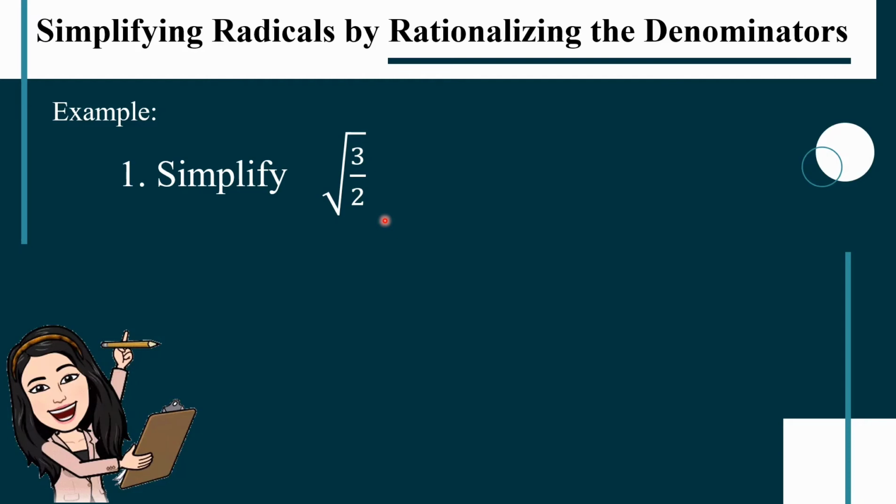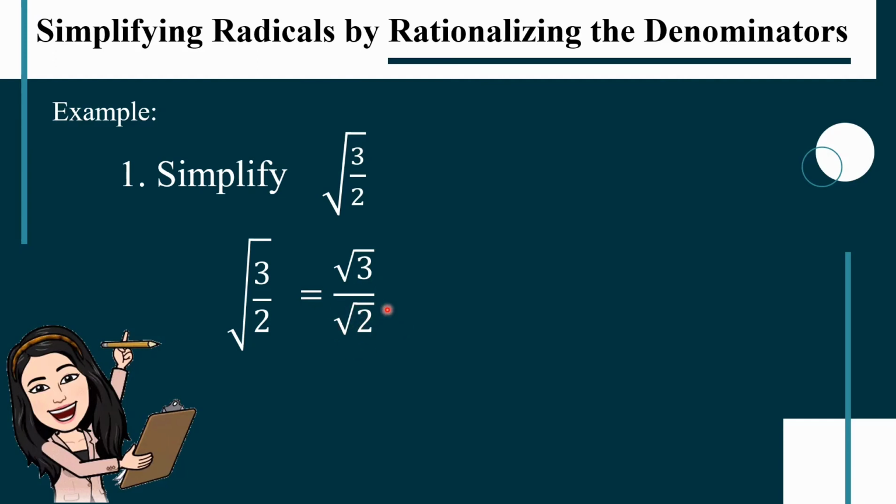Since, as we said, there should be no square root or radical in our denominator, let us have this. Applying the quotient law, the square root of 3 over 2 is equal to the square root of 3 over the square root of 2. So, we have a radical in the denominator. That means it is not yet simplified. So, what are we going to do? Let us simplify it. How? By removing the square root of 2.